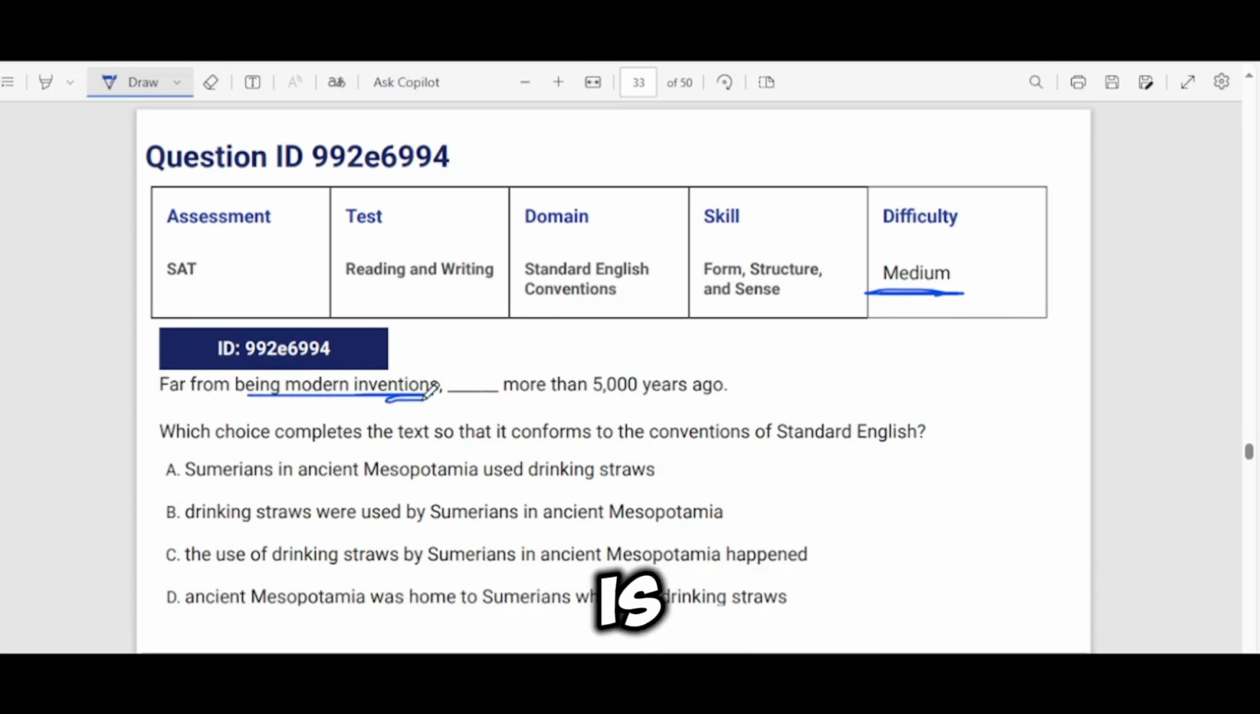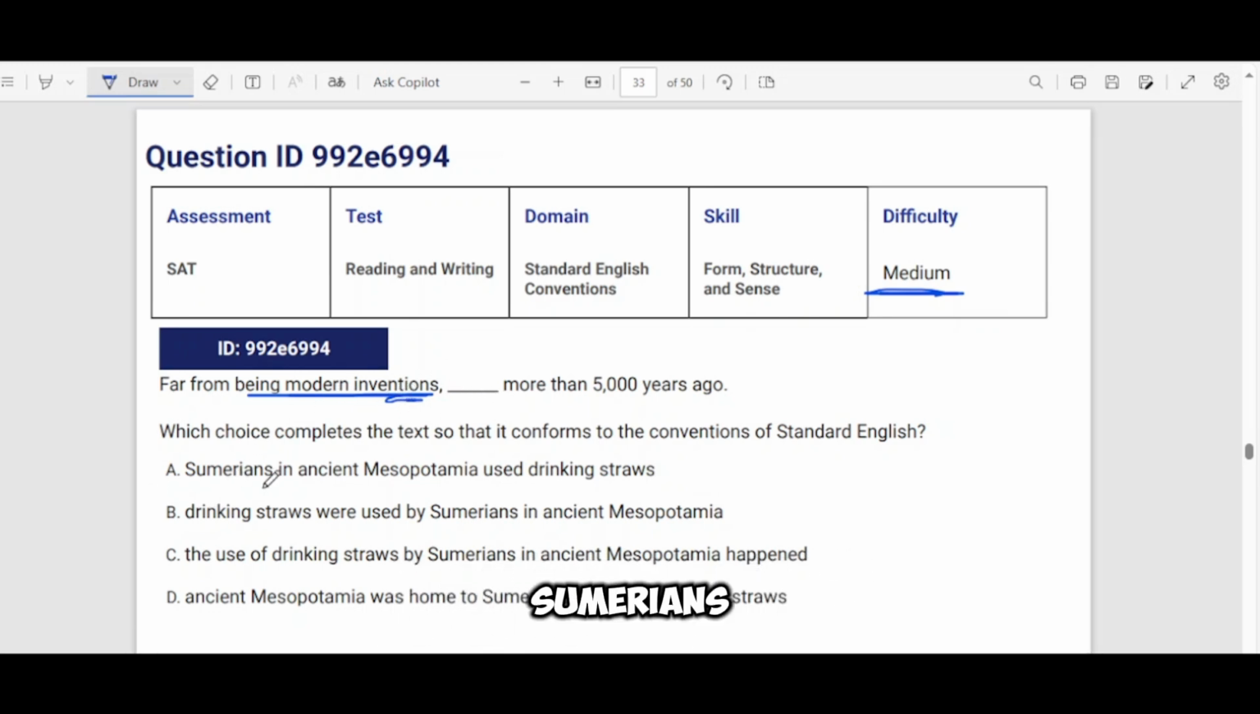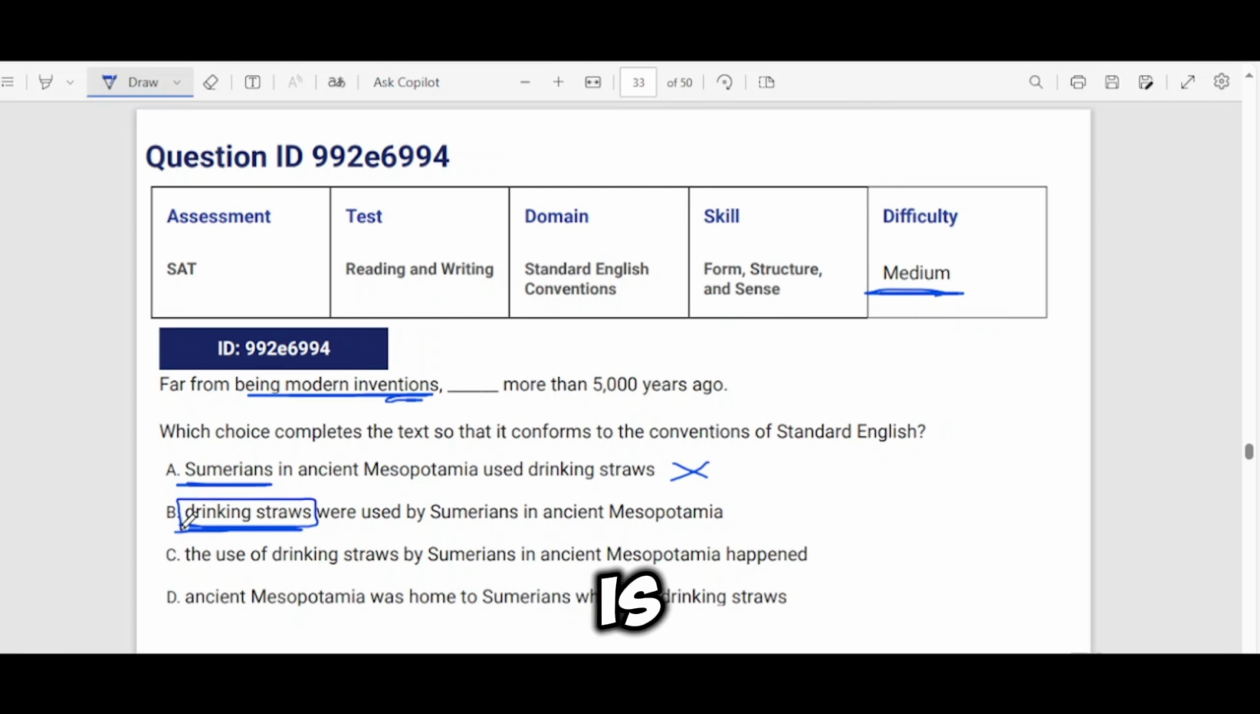Okay, what is modern inventions? This is a modifier, and what are they describing? All right, let's see. Sumerians in ancient Mesopotamia used drinking straws. Are they talking about Sumerians, the people? No, this is wrong. Drinking straws were used by Sumerians in ancient Mesopotamia. Yes, they are talking about this invention, drinking straws. So this one is correct.